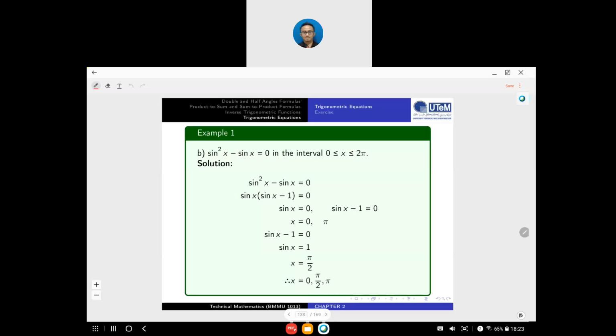Okay. Boleh. Sebab pi over 2 ni sama dengan 90 darjah. Dia tak ada istilah duduk kat sini, kuadran, sebab dia duduk betul-betul atas titik ni. Sebab pi over 2 kan. So your final answer is 0, pi over 2 and pi. That one for B.